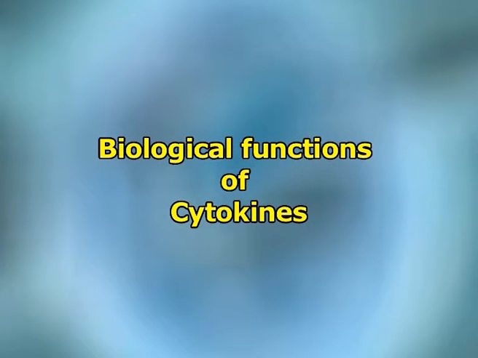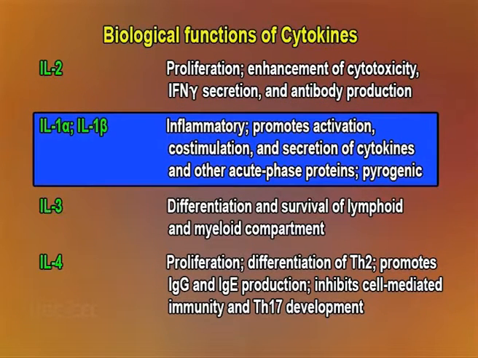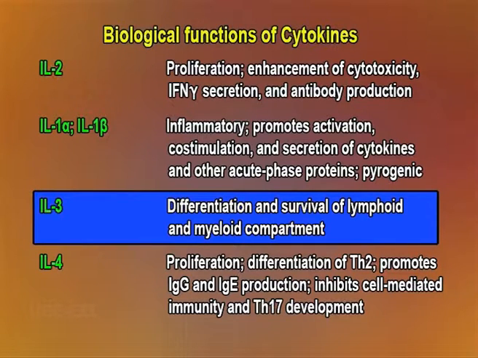Let us now have a look at biological functions of cytokines. Cytokines are involved in a staggeringly broad array of biological activities including innate immunity, adaptive immunity, inflammation and hematopoiesis. Interleukin 2 is related with proliferation, enhancement of cytotoxicity, IFN-gamma secretion and antibody production. Interleukin 1 alpha and interleukin 1 beta are involved in inflammation, promote activation, costimulation and secretion of cytokines and other acute phase proteins, and are pyrogenic. Interleukin 3 is involved in differentiation and survival of lymphoid and myeloid compartments.